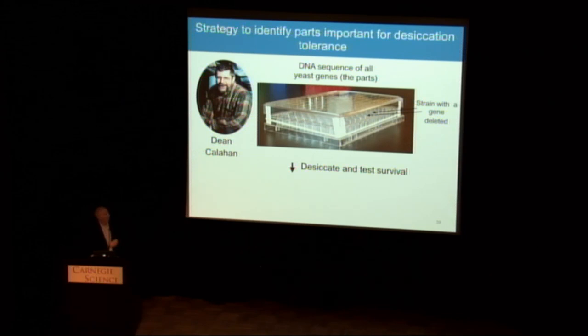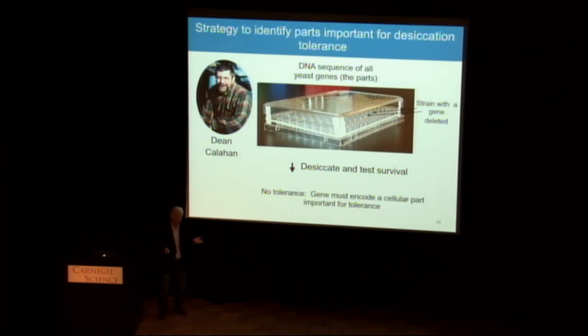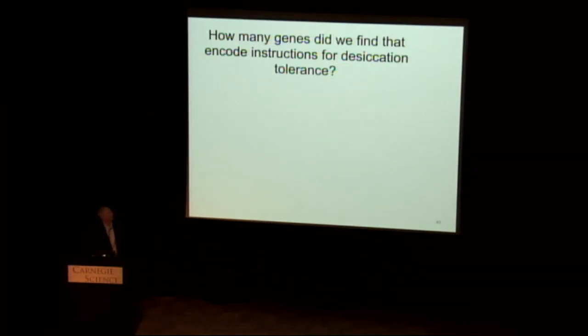Okay? And the same logic. If all of a sudden the desiccation tolerance goes away for a particular gene that's removed, that means that gene has to do something with desiccation. That's the simple logic. So, how many genes did we find when we did this experiment? Zilch, zero, zip, nada, nilch.